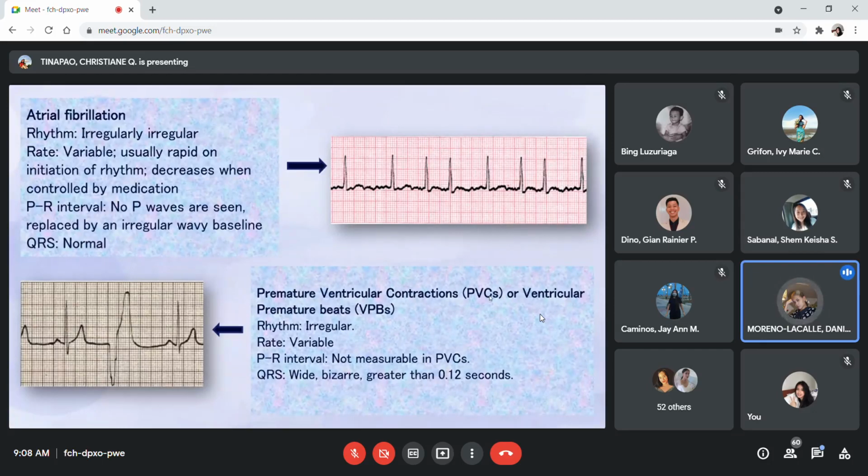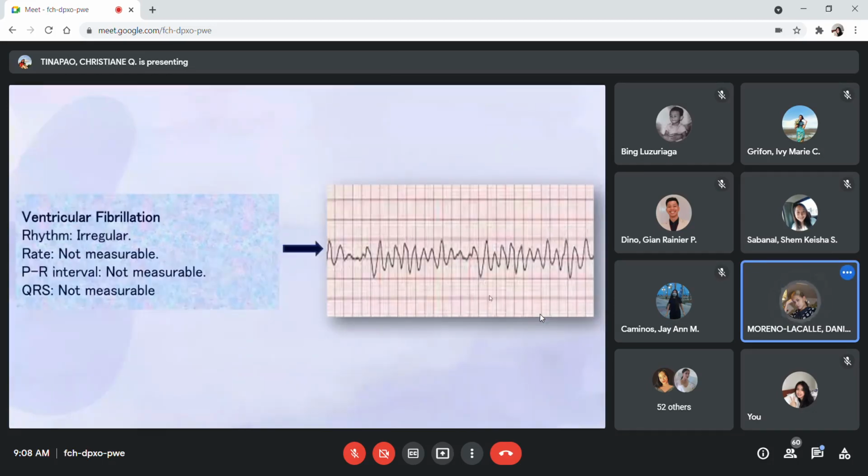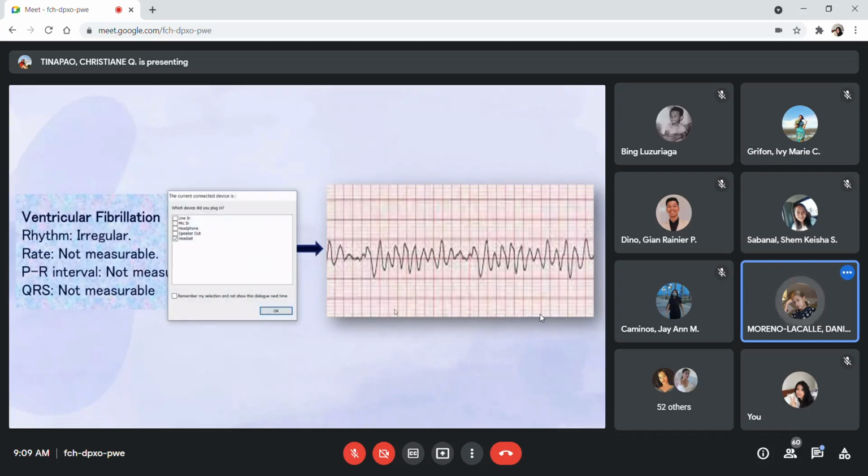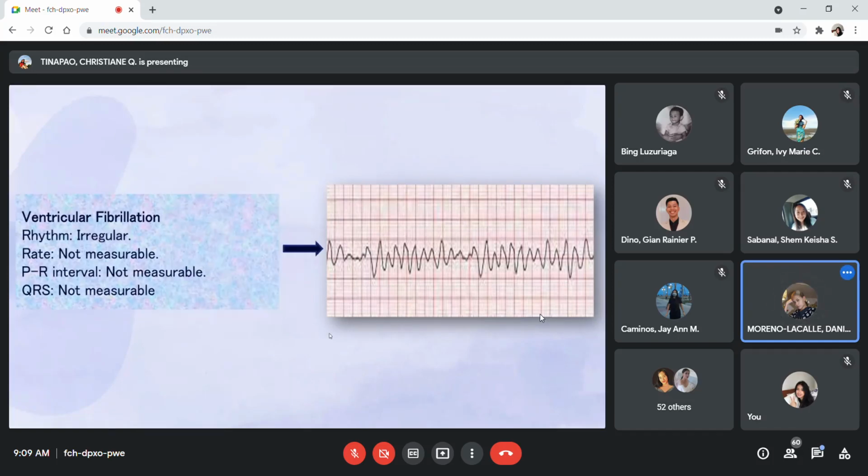Now let's proceed with the last type of arrhythmia, which is the ventricular fibrillation. This is a dangerous type of arrhythmia because it beats too quickly and it is out of rhythm, as you can see in the ECG. Now let's proceed with the next slide, please. The anti-arrhythmic agents.